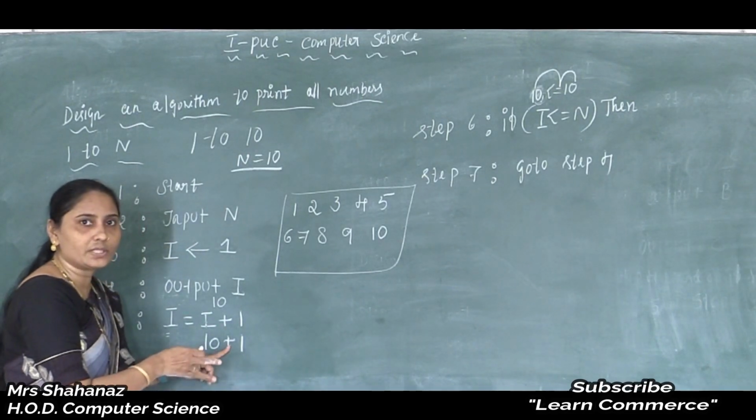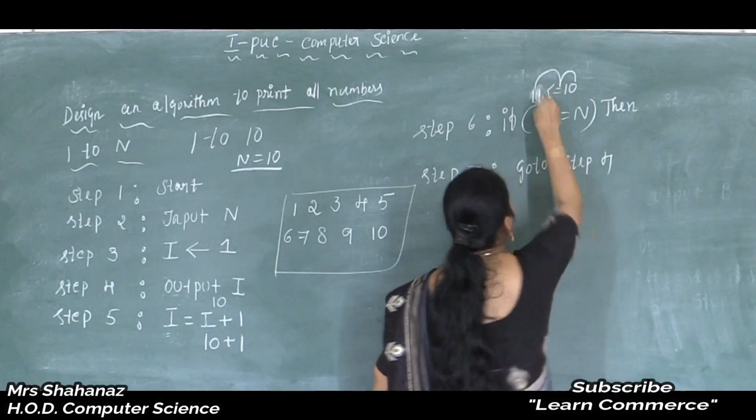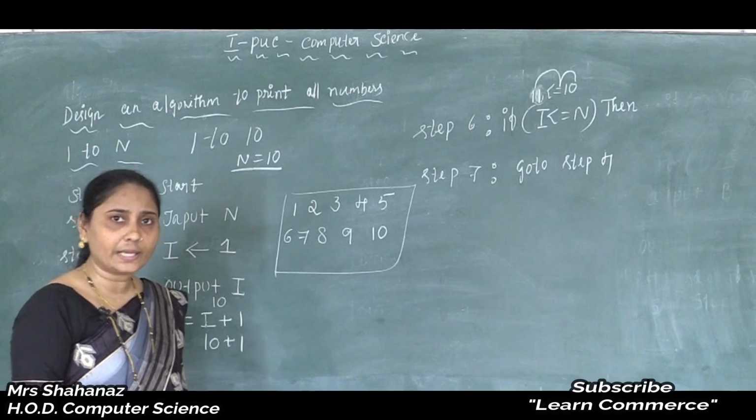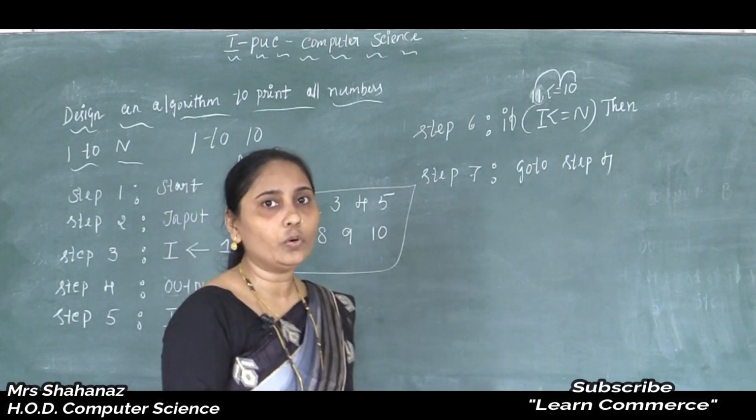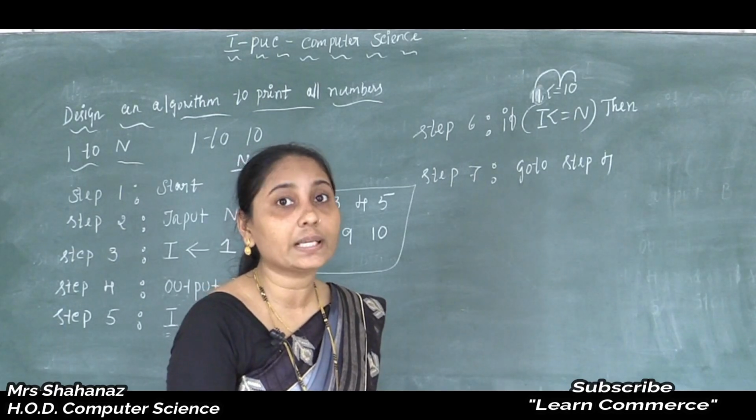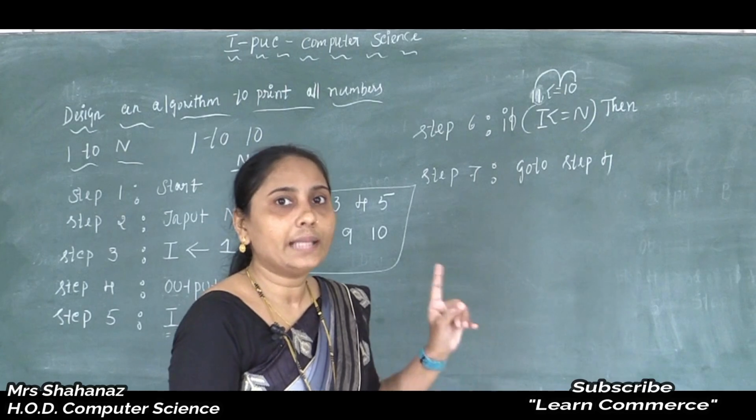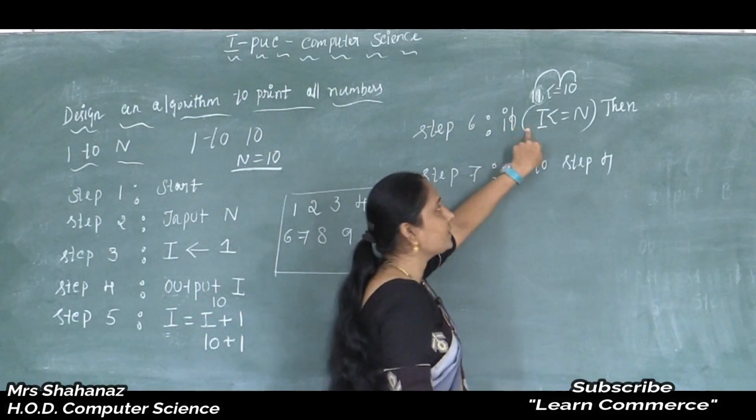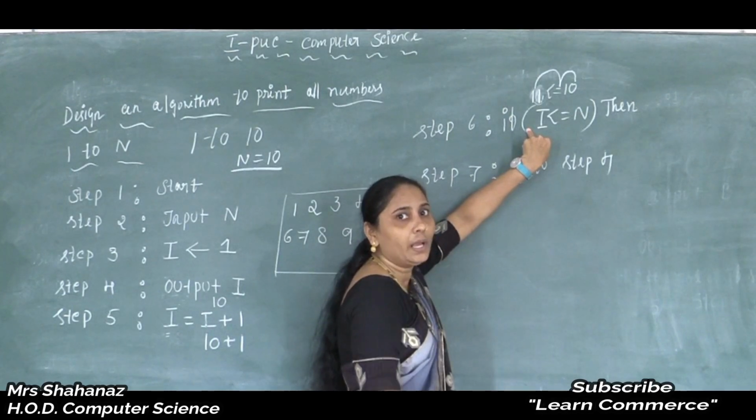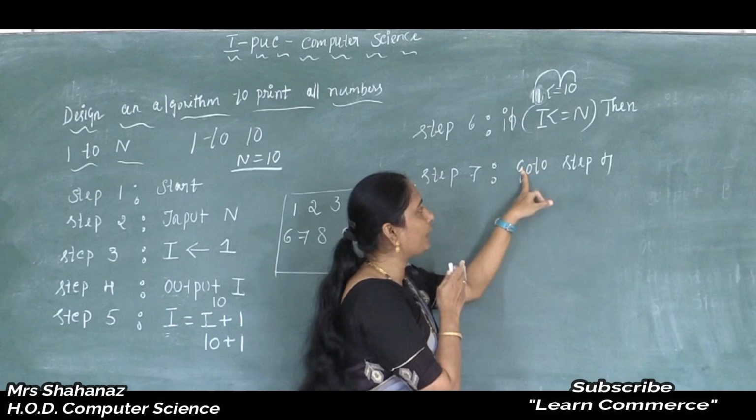Then after that, the I value is 11. Is the 11 value less than or equal to 10? When you compare the 11 value with the value 10, no, the 11 value is greater than the value 10. That means the condition is false here. If the condition is false, we need to stop printing values. Clear this point here? We are not going to step 4 here.